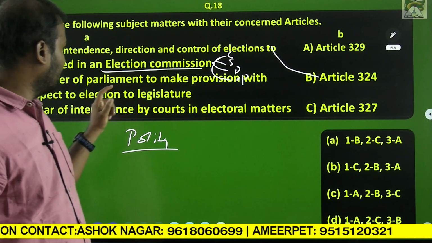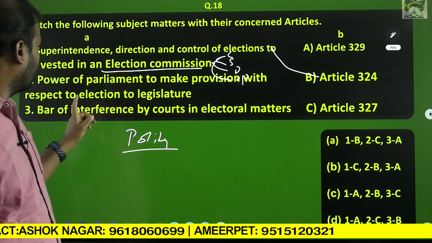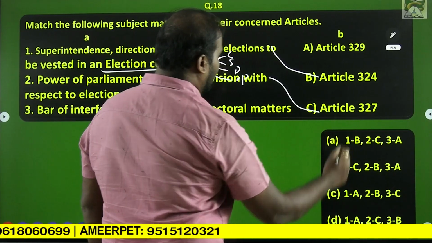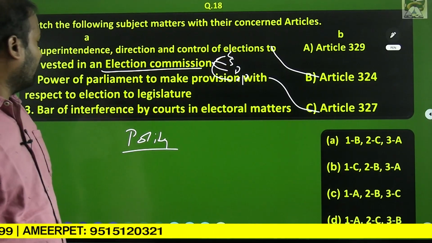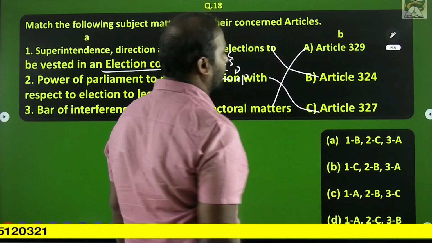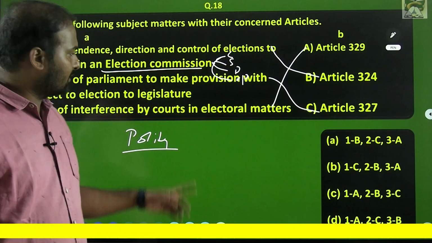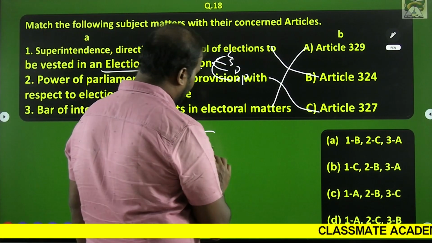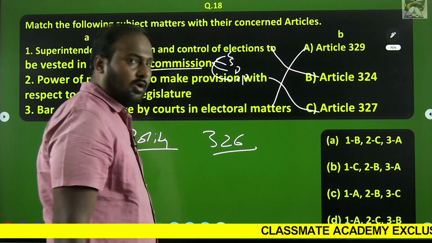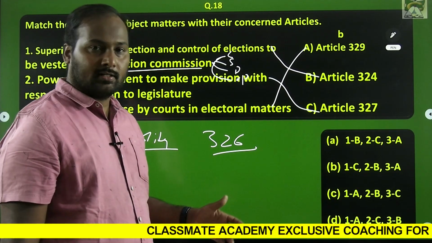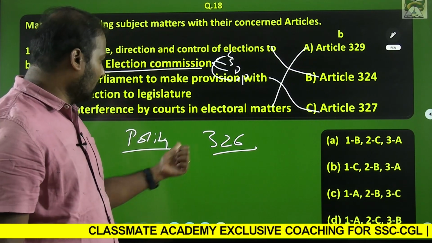Next one, power of parliament to make provisions with respect to elections to the legislature. Your answer is 327. And bar of interference by courts in electoral matters. Your answer is A, that is 329. Again, this is also a previous question, but mainly you will get questions from article 326. Article 326 talks about universal adult franchise. In India, adults above 18 years of age can vote.